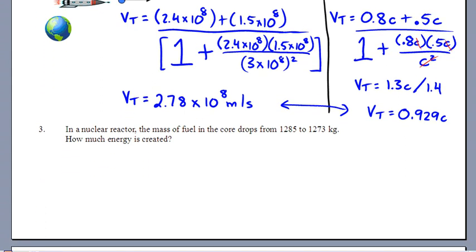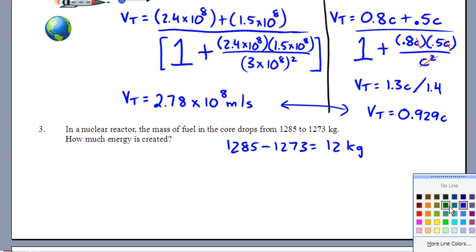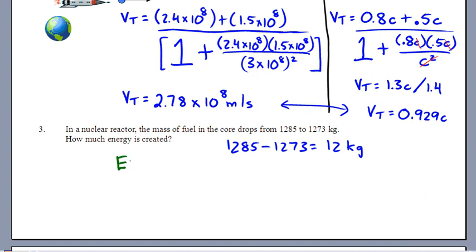Little nuclear reactor question. It says the mass of fuel in the core drops from 1,285 kilograms down to 1,273. So what you'd want to do is figure out, well, how much mass are you actually missing? So we can kind of subtract those here. 1285 minus 1273. Okay, it looks like we're actually going to see 12 kilograms of fuel disappear. It gets converted into energy. So not all of the fuel is getting converted, but a portion of it is. 12 kilograms is. And now we can go and do our good old E equals mc squared.